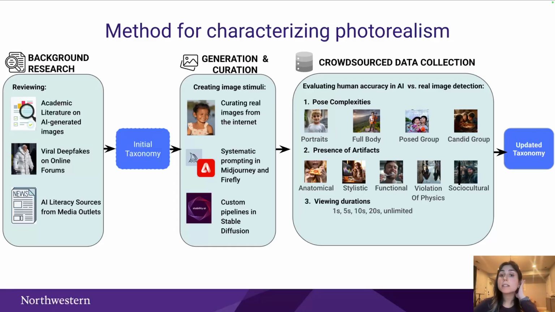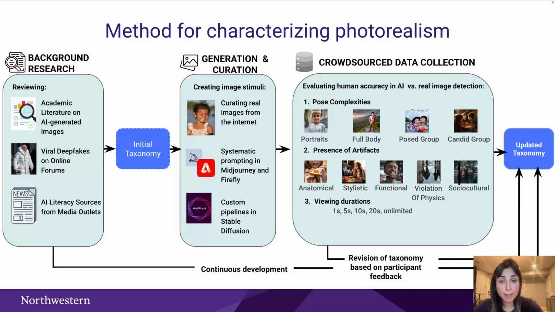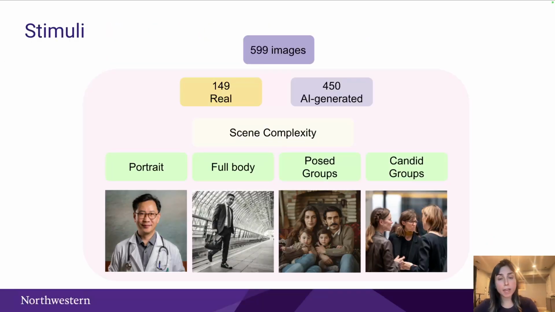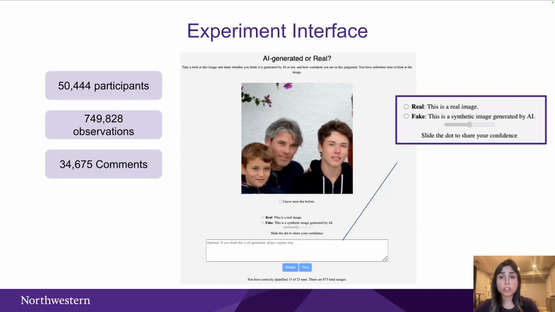We analyzed this data and used the results to refine our initial taxonomy. And then we updated the taxonomy. It was this continuous process where we're constantly refining our stimuli and our taxonomy. Overall, we had 599 images. We generated and curated these images to represent diverse scenarios across 4 dimensions of scene complexity: portraits, full bodies, pose groups, and candid groups. So this is a screenshot of our website.